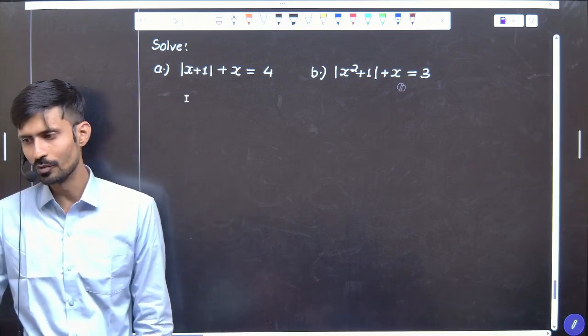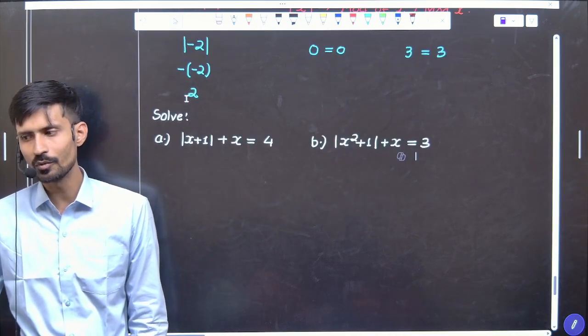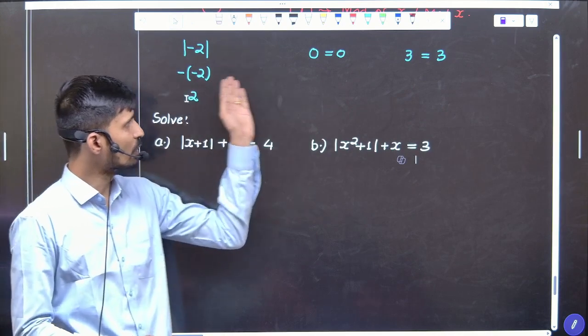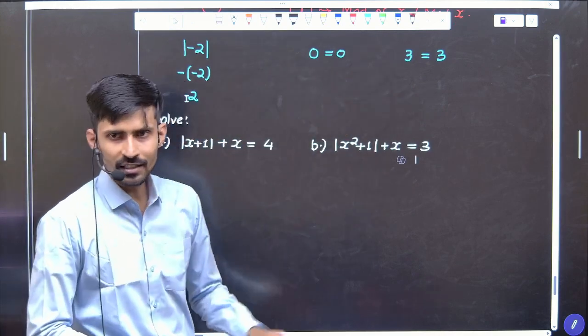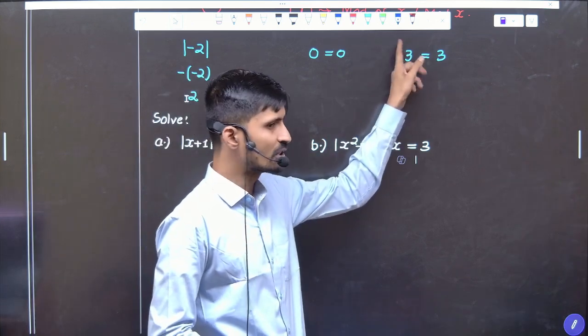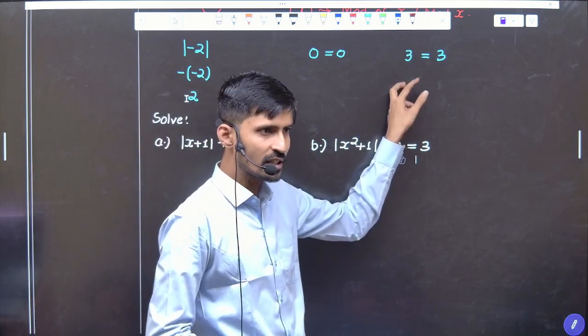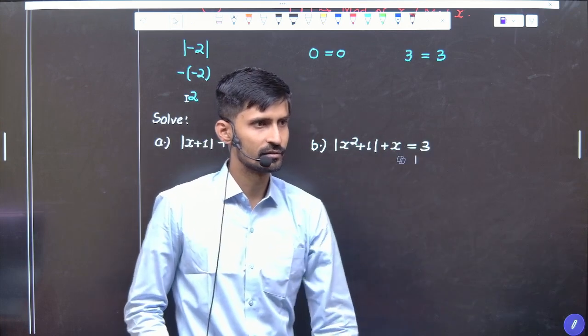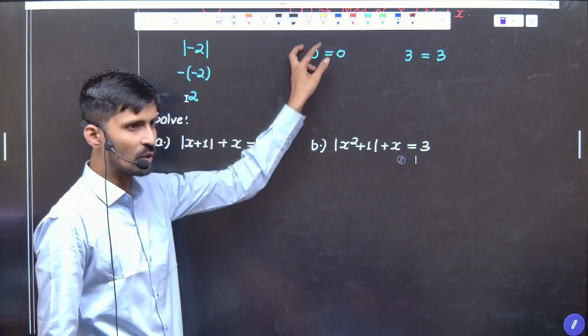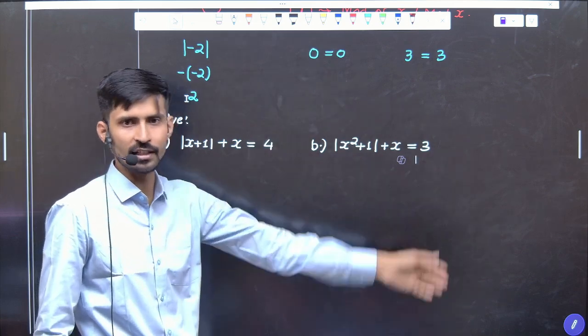Let's understand how to remove the modulus. And how to remove the modulus, I already explained you here. What I said, if this number is positive and modulus is there, remove directly. If the number is 0 and modulus is there, remove modulus directly.